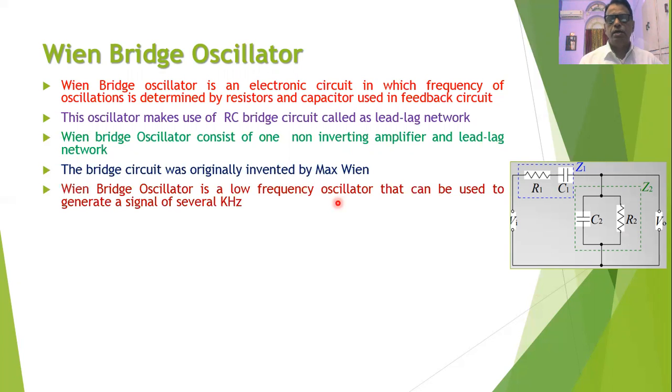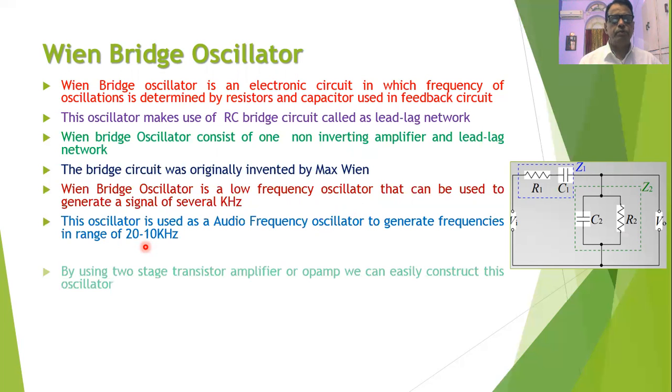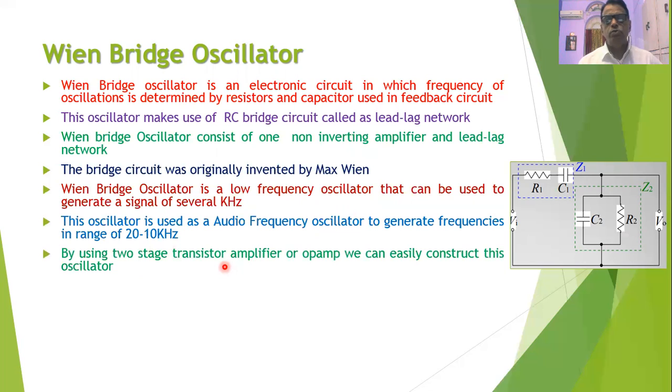Wien bridge oscillator consists of an RC network, and therefore this oscillator is classified as a low frequency oscillator. But still it is possible to generate a wide range of frequencies using it. This oscillator can be used as an audio frequency oscillator, and it can generate frequencies in the range of 20 Hz to 10 kilohertz. As I told you, it can be easily constructed using either a two-stage transistor amplifier or an operational amplifier.